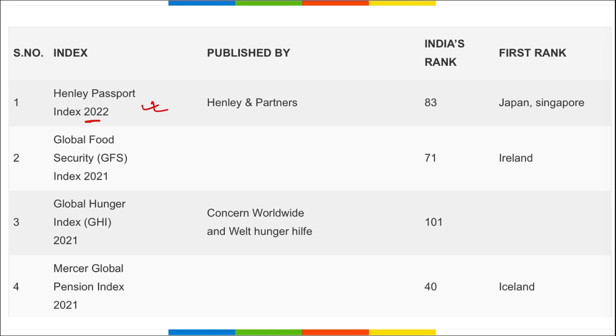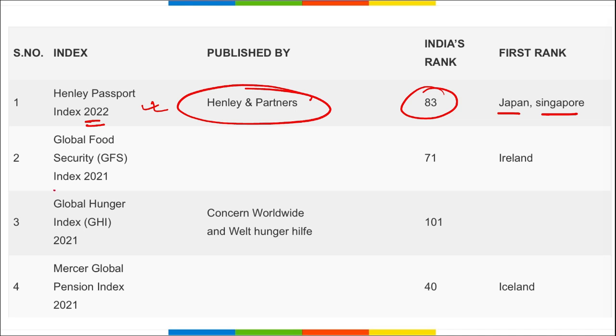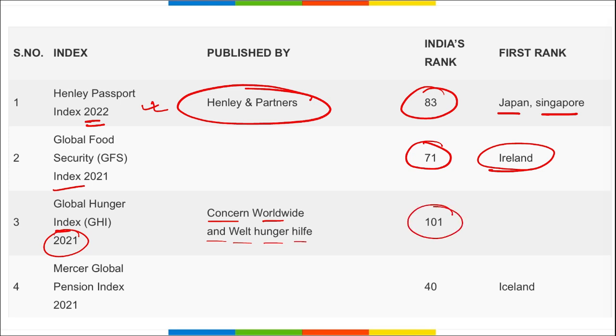Henley Passport Index for 2022 was released by Henley and Partners. Rank of India was 83, and what was the first rank? Japan and Singapore. Global Food Security Index, it was India that secured the top position, and in the world it was Ireland. Global Hunger Index for 2021 released by Concern Worldwide and Welthungerhilfe. The rank of India was 101. For Mercer Global Pension Index, the rank of India was 40 and the top country here was Iceland.